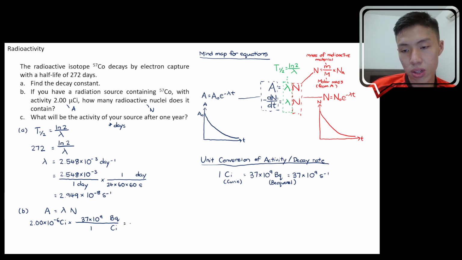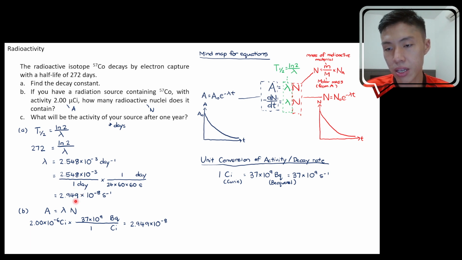Right now, you can substitute your lambda. Your lambda is 2.949 times 10 to the power negative 8. Of course, you have a choice to put in either 2.949 times 10 to the power negative 8 or 2.548 times 10 to the power negative 3. But I think you can see that it's more convenient to substitute in the decay constant in per second, because our activity right now is also in per second once we have converted it to becquerel. Of course you can change the activity to per day, but that means you need to do even more unit conversion, which is quite inconvenient. So we stick to the usual unit conversion, convert it to per second, and make sure we use the decay constant in per second as well.